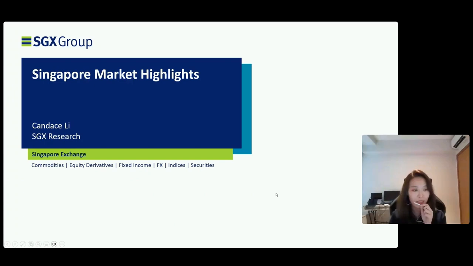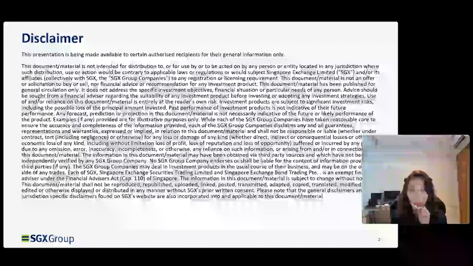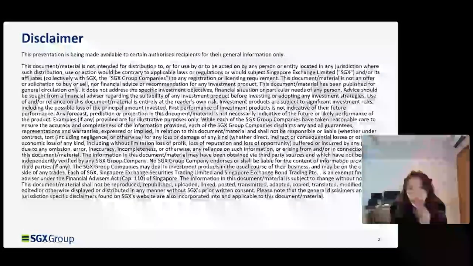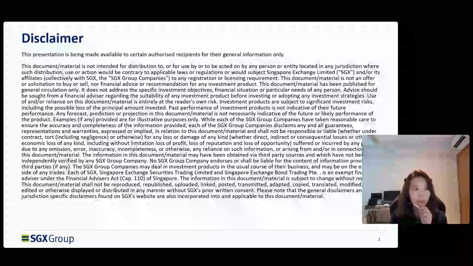But again, as always, before we begin, there's a disclaimer, same as the previous disclaimer shown. I want to point out that the presentation is meant for merely informative purposes, not providing any investment advice. So if you do want to, do your own research and make your own investment decisions based on your own risk appetite. That's the most important. So with that, let's get started.